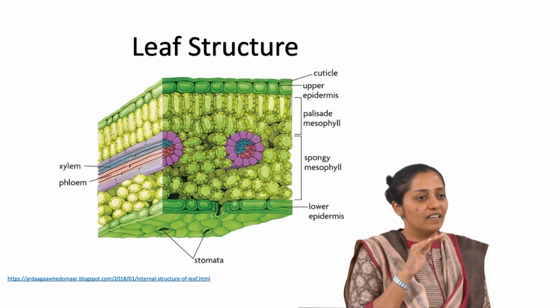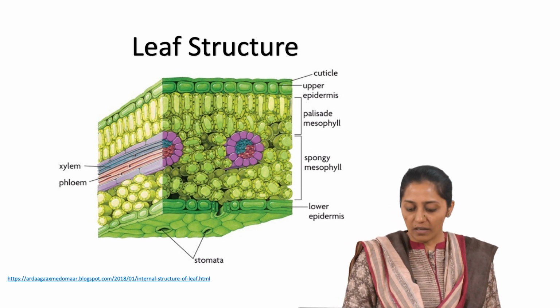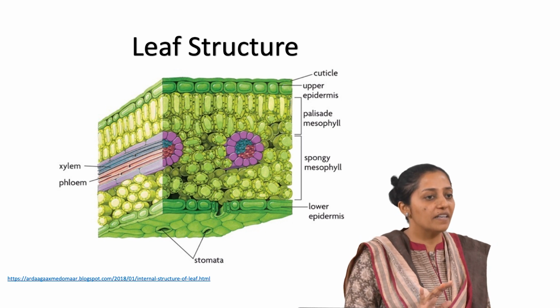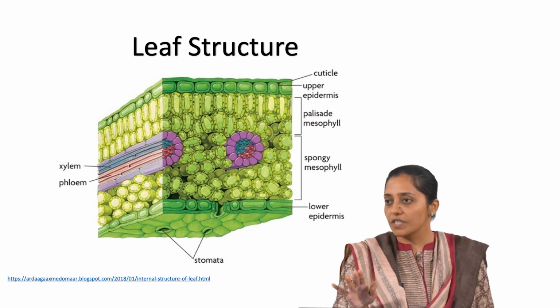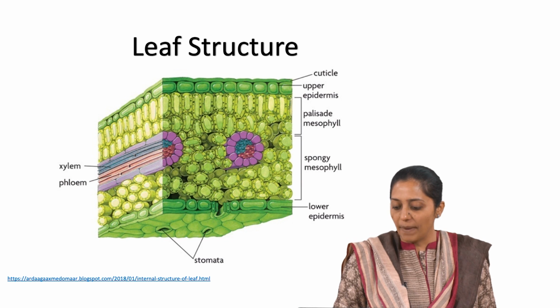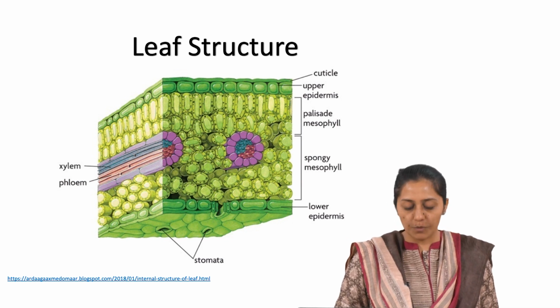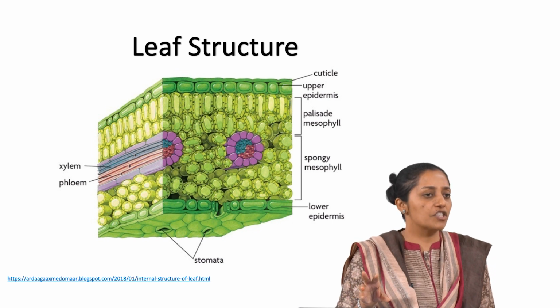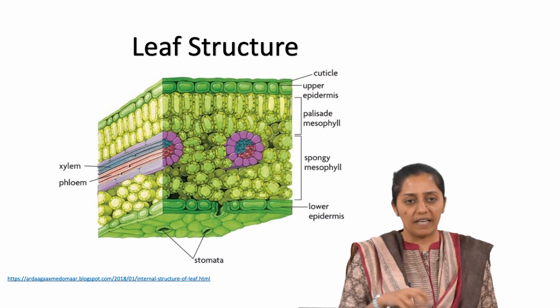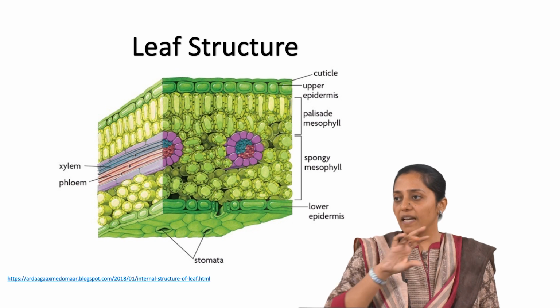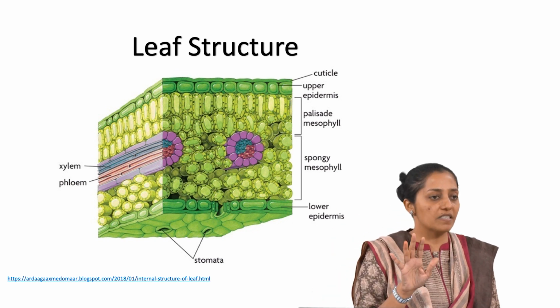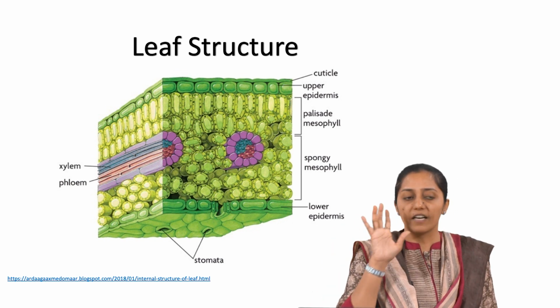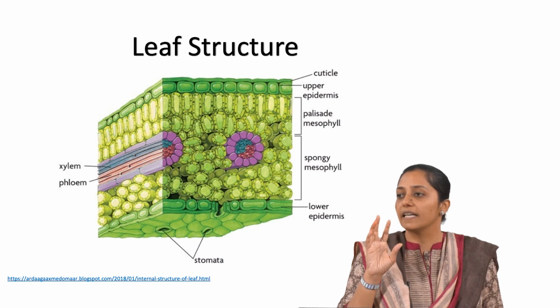And then below that are the modified parenchyma cells, which are the site for photosynthesis: the palisade mesophyll and the spongy mesophyll. Spongy mesophyll cells are randomly arranged, so there are spaces. It is more flexible. The upper layer, the palisade mesophyll, is again parenchyma cells only, where the light reactions take place, where light gets captured.